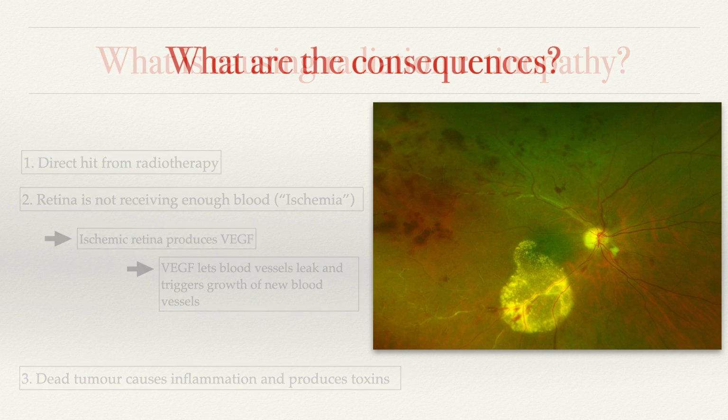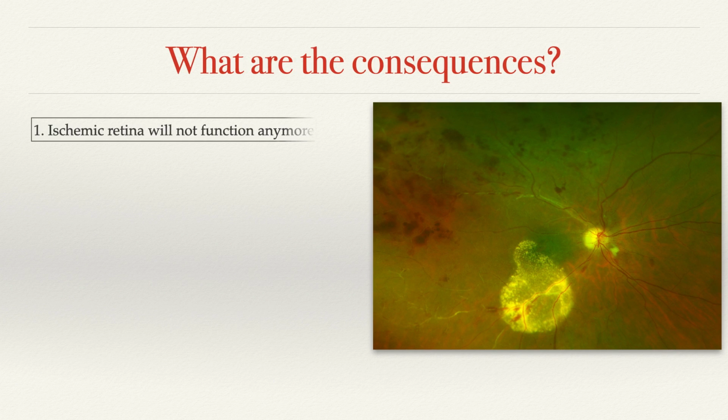So what are the consequences of all of these changes? Number one, the ischemic retina that doesn't get enough blood won't function anymore. So this retina down here, it's dead. It will not see anymore. Now, fortunately, this part is a bit on the outside, so that will be the retina looking up somewhere in the sky. So if that is gone, it's not too important for your vision. But if it affects the center, it will be very important. And unfortunately, it's not reversible. Once these blood cells are dead and don't transport any blood anymore, they won't come back.